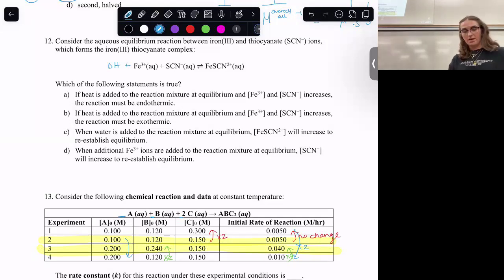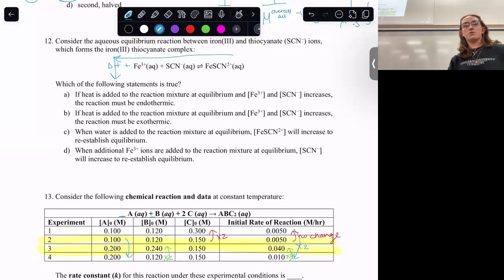Okay, so if iron 3 plus and thiocyanate are going to increase in concentration, did that mean that we went towards reactants or products? We had to go towards reactants. If we're going towards reactants in an endothermic reaction, do we need to increase or decrease heat? We need to decrease heat, right? In order to, we need to decrease this way so that we can have our arrows head to tail. So if the equilibrium of iron and thiocyanate increases, the reaction must be endothermic, right? And heat is added to the system.